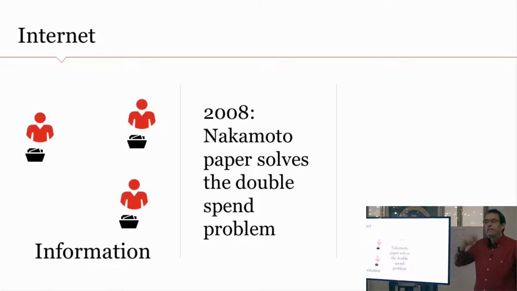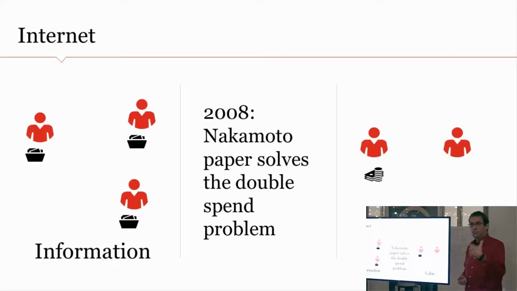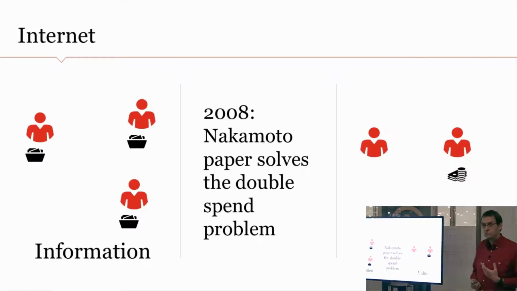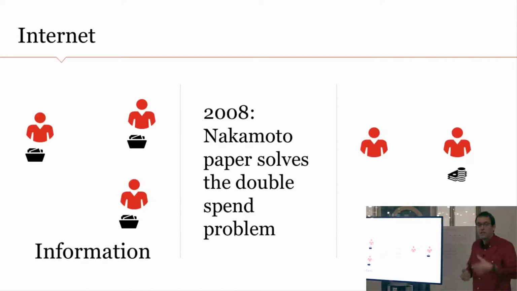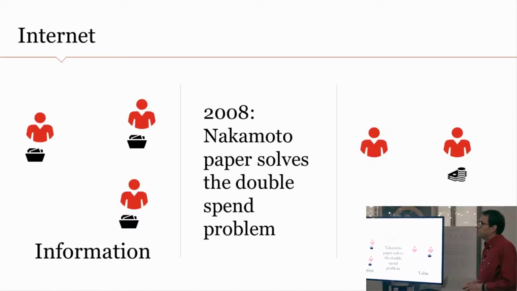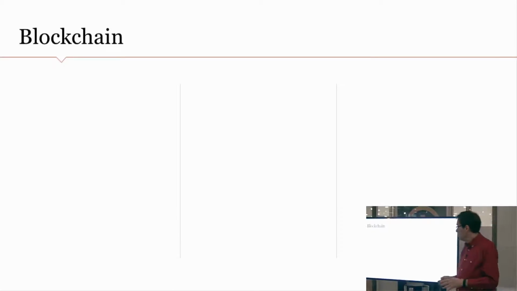what Nakamoto did in his paper in 2008, he solved the double spend problem. So now we can go to an internet of value, where if I pass you a digital asset, instead of getting a copy, you get the original. Thus preventing that I give you the money or the real estate or whatever it is and give it to someone else 5 seconds later. So blockchain solves the double spend problem.